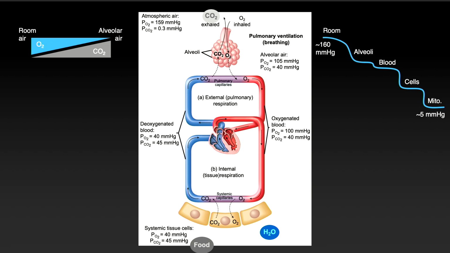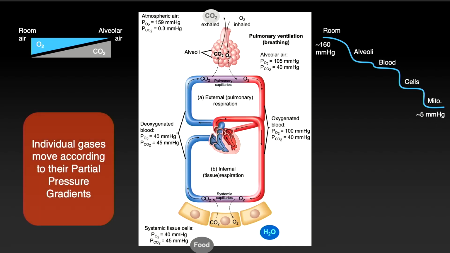Like the O2 on the arterial side, that follows its cascade of partial pressures, CO2 does the same on the venous side. And if you're going to take anything from this class, individual gases move according to their partial pressure gradients.